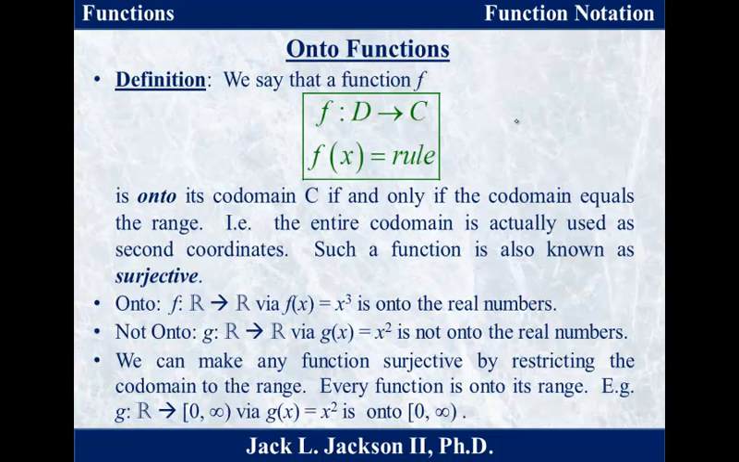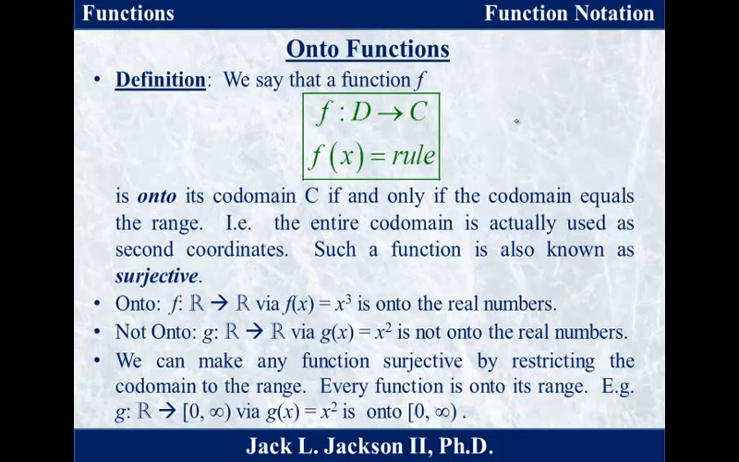But as we've seen, the function g mapping the set of real numbers into the set of real numbers by the rule g of x equals x squared is not onto the real numbers because, as we have seen, its range is just from 0 up to infinity. So there are some real numbers that are not used, specifically the negatives, and so it's not onto the real numbers.